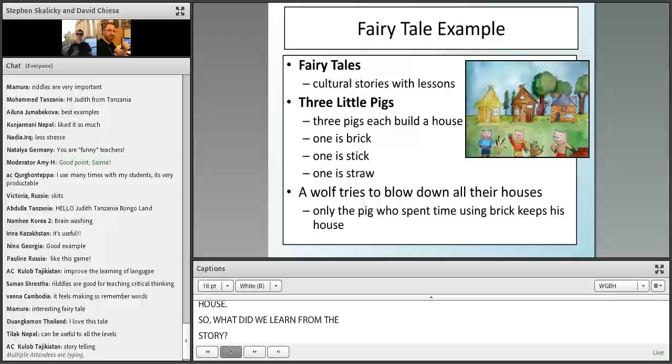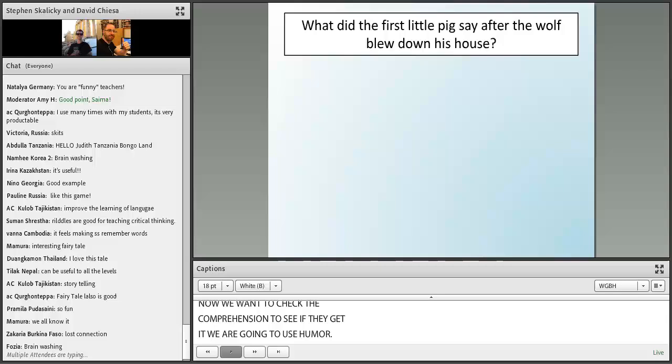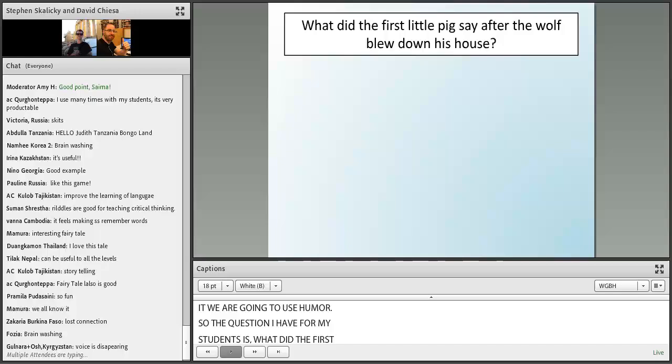So we teach a story. Now we want to check their comprehension to see if they get it, and we're going to use humor. So the question I have for my students is, what did the first little pig say after the wolf blew down his house? Here we have a riddle.